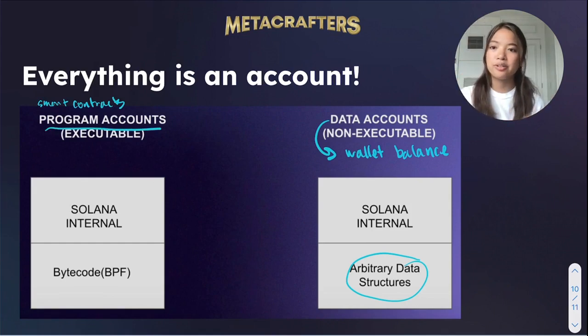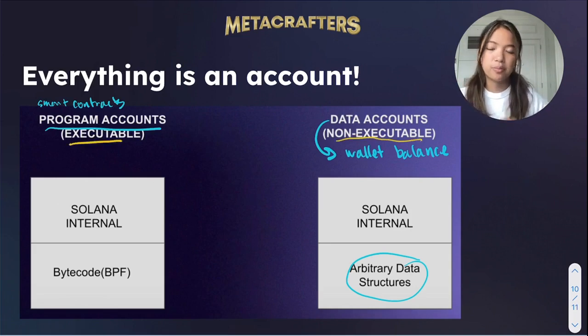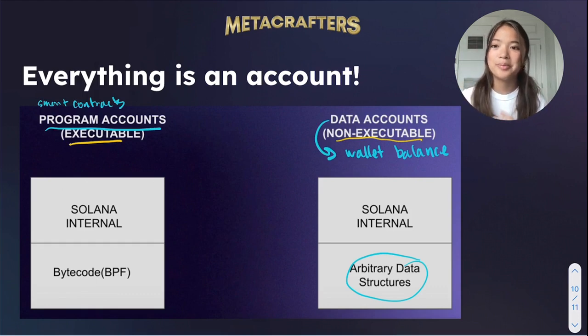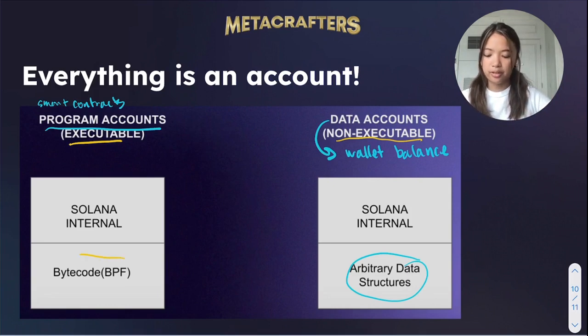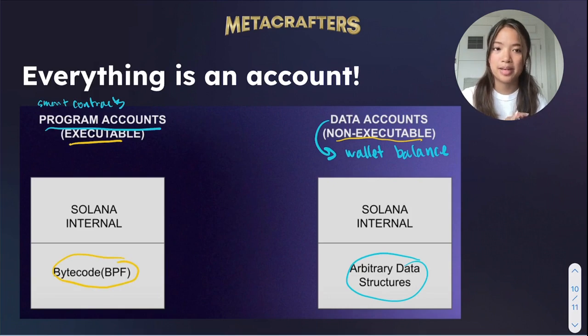And the difference between program accounts and data accounts is that program accounts are executable, while data accounts are not executable. You might remember the term executable because when we were working with programs, we had to make sure that programs were executable. And then finally, program accounts are in the form of bytecode, which is also known as BPF. To learn a little bit more about accounts, we're actually going to go to the Explorer to look at a wallet and other things that are also accounts.